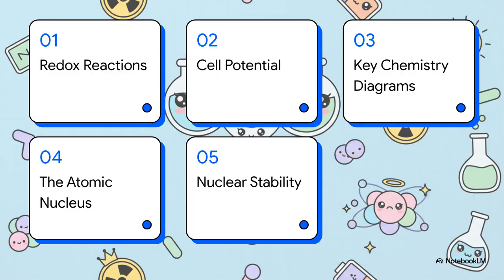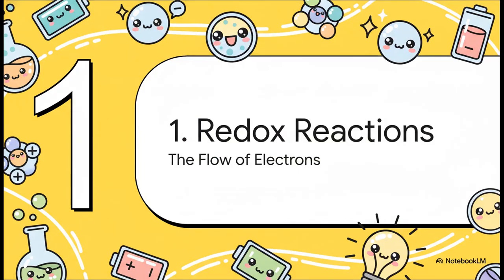So here's our game plan for today. We're kicking things off with the absolute foundation, redox reactions. Then we're going to immediately use that knowledge to calculate cell potential. From there, we'll get visual and learn how to see these systems with 3 essential diagrams. After that, we'll zoom right into the core of the atom, the nucleus, and we'll wrap up by uncovering the secret to what holds it all together. First stop, redox. Getting this part right is absolutely fundamental.